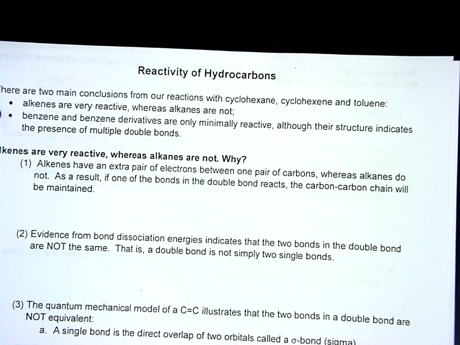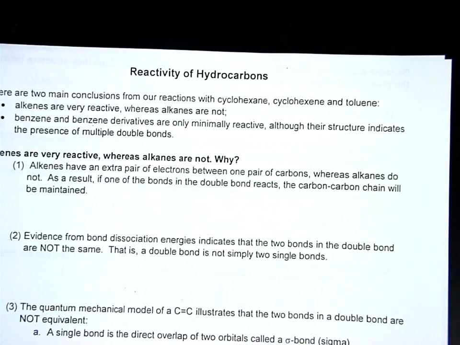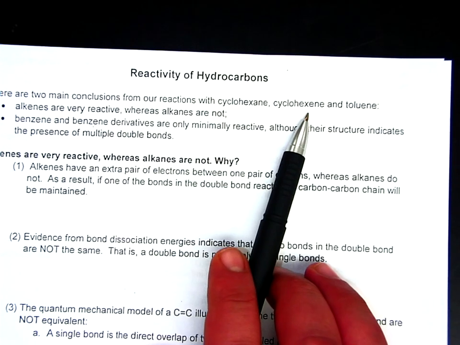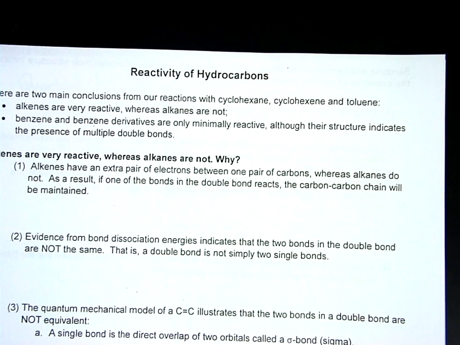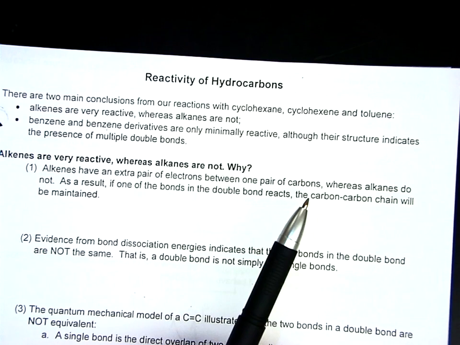Normally, we get a chance to do this simple reaction where cyclohexane, cyclohexene, and toluene, their reactivities are compared by reacting them with bromine or potassium permanganate or sulfuric acid. Okay. And what we derive from this is that alkenes, using cyclohexene as the example, are very reactive, whereas alkanes are not. Okay, so cyclohexane doesn't react, cyclohexene does. And then secondly, benzene and benzene derivatives are minimally reactive, although their structure indicates the presence of multiple bonds.